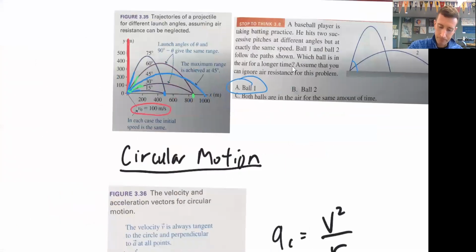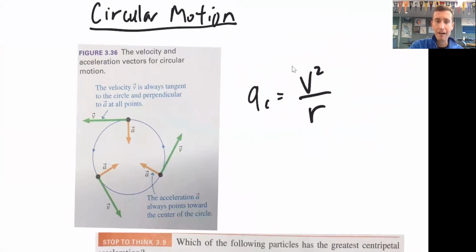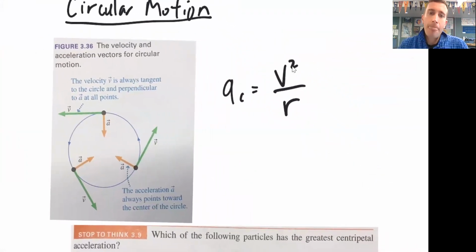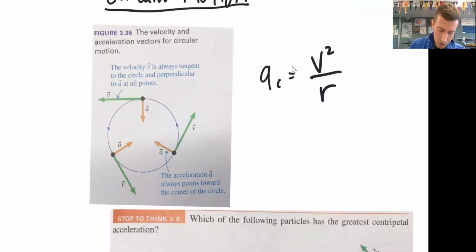All right, circular motion, a new topic. We're going to come back to this one in Unit 3, that's Chapter 6. But for right now, I just want to introduce this concept of circular motion and centripetal acceleration. As I'm going around a circle, you'll notice that the magnitude of my velocity is always the same. So I'm not speeding up or slowing down, but I am traveling in a circle. So my direction is always changing.